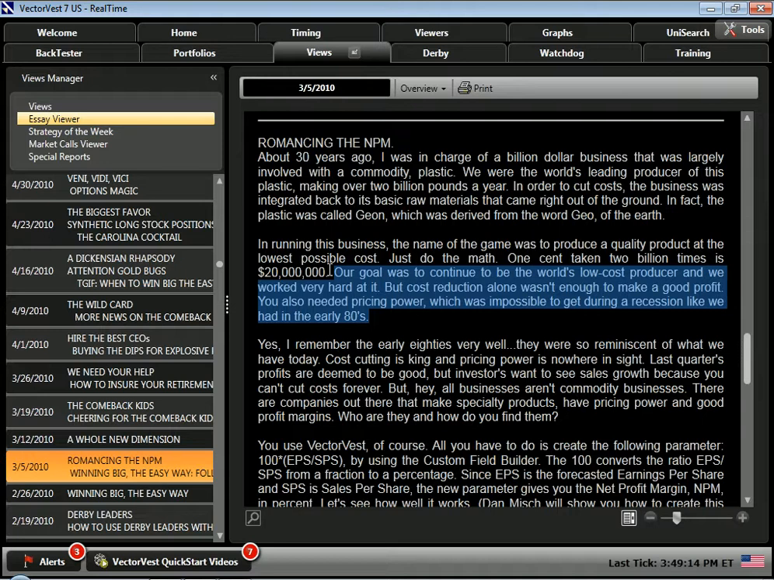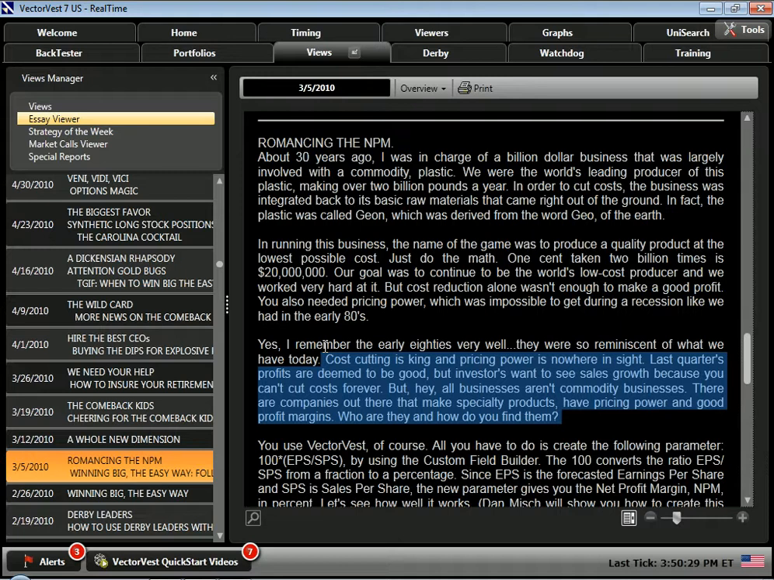Our goal was to continue to be the world's low-cost producer, and we worked very hard at it. But cost reduction alone wasn't enough to make a good profit. You also needed pricing power, which was impossible to get during a recession like we had in the early 80s. Not unlike our situation today, where we're fighting deflation. He continued, cost-cutting is king, and pricing power is nowhere in sight.